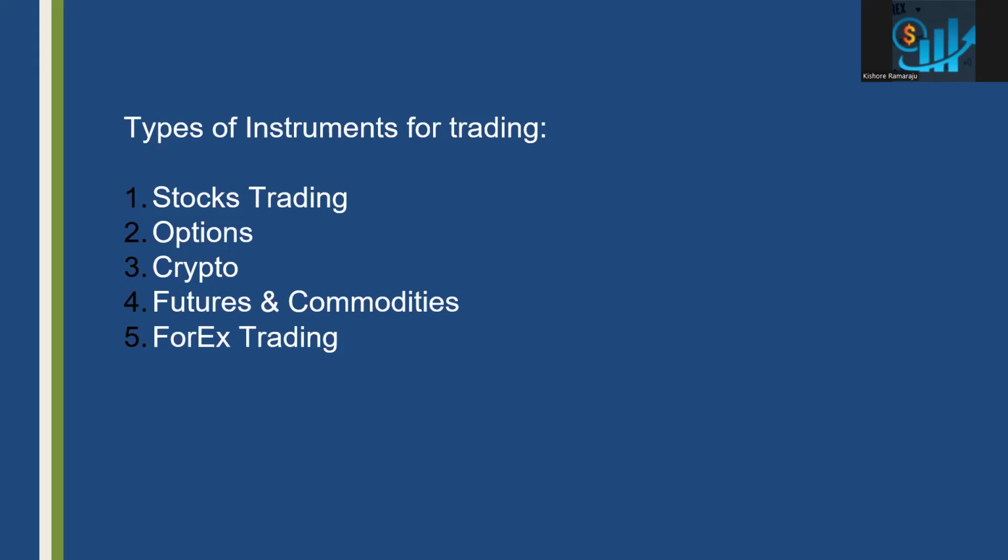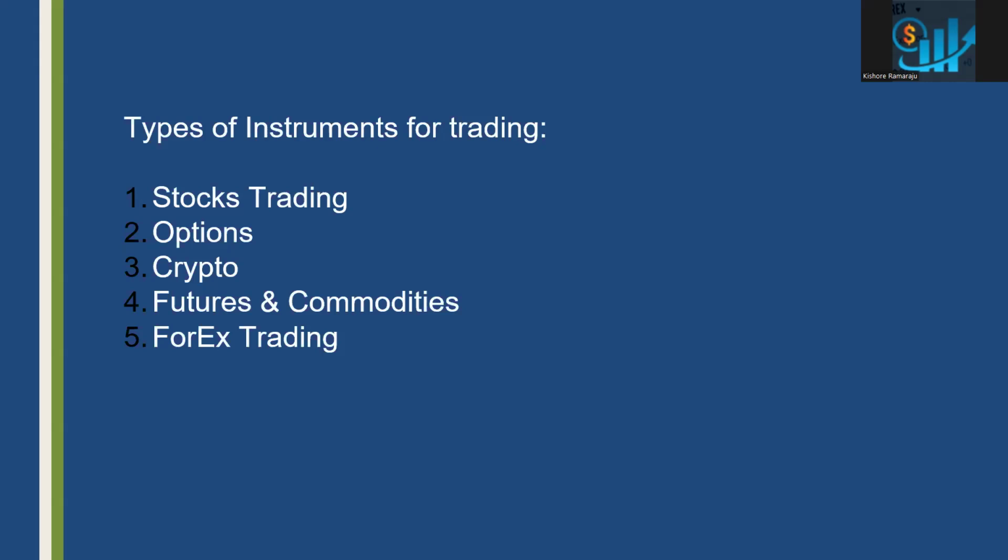Then the last one is forex trading, right? Where you can trade the currencies, for example USD JPY, USD INR. You can trade the currencies using the same indicators. So the indicators which we are going to discuss, we can use for any of these types of trading, based on your portfolio size, your risk appetite, and the time you can allocate for trading. You can choose which one.